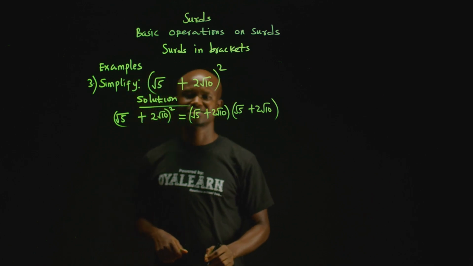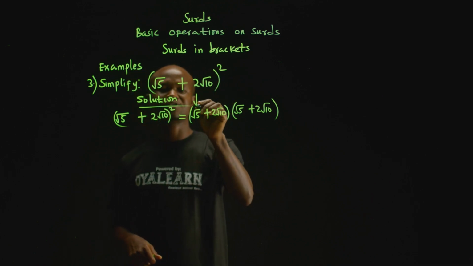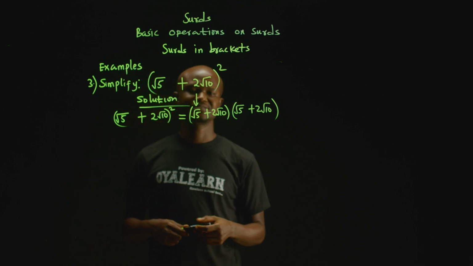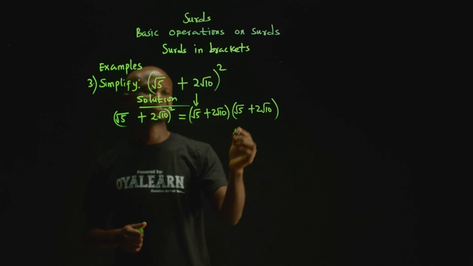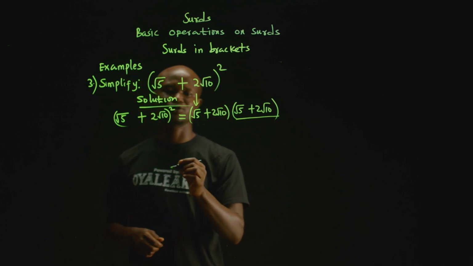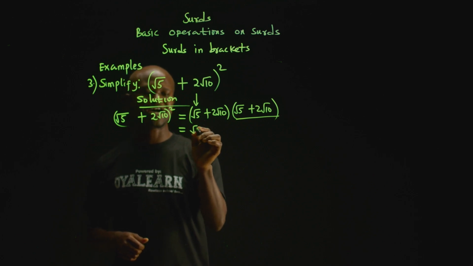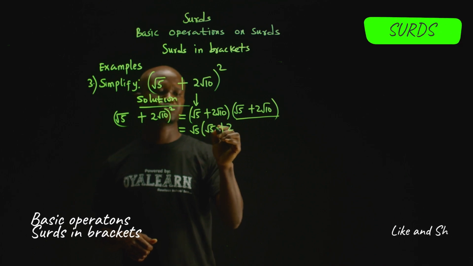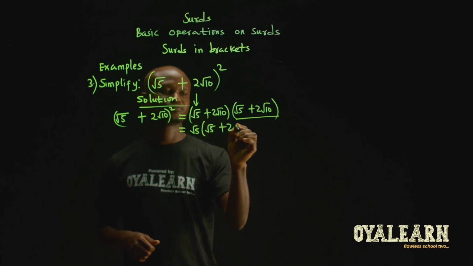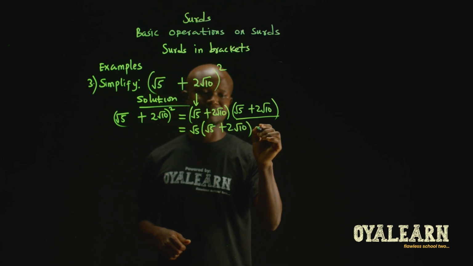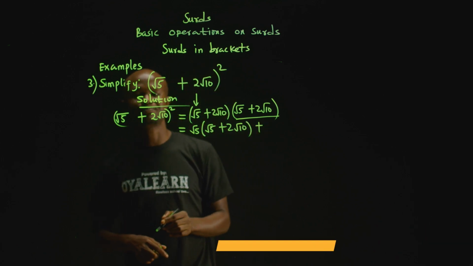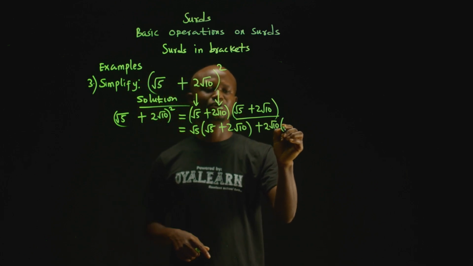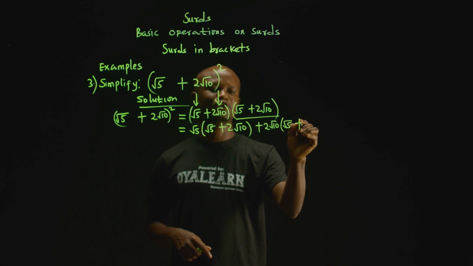So in this case, we are going to use the first term in the first binomial surd to multiply the second binomial surd. So we have root 5 multiplying root 5 plus 2 root 10. Then the second time, in the first binomial expression, which is 2 root 10, we also multiply the whole of the second binomial surd.